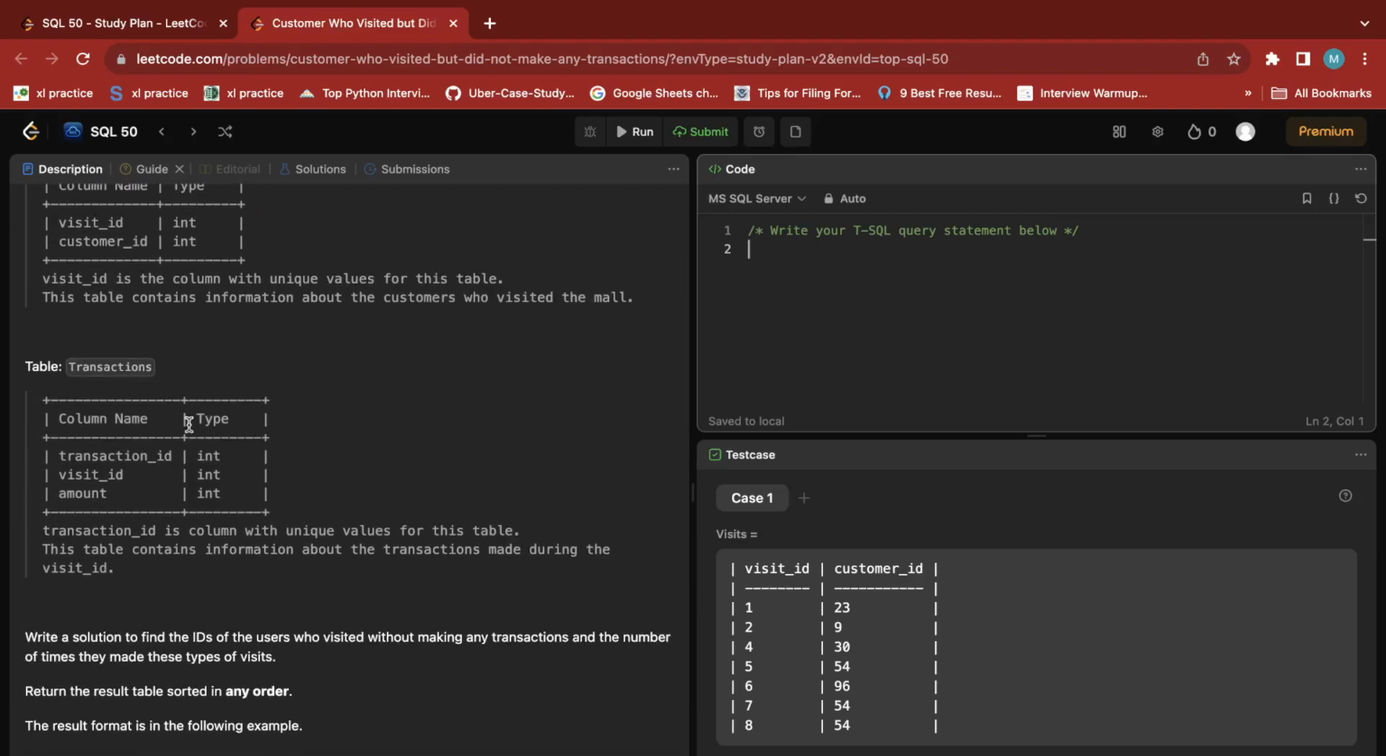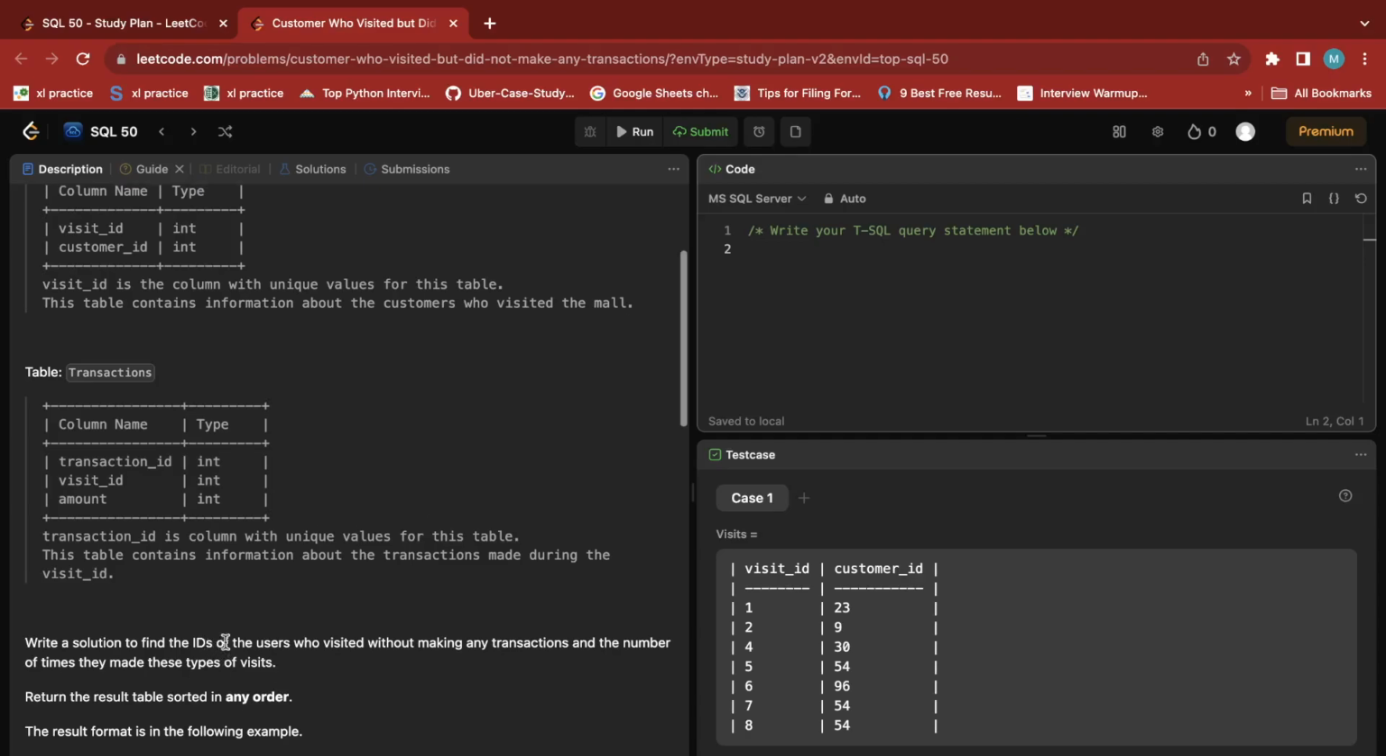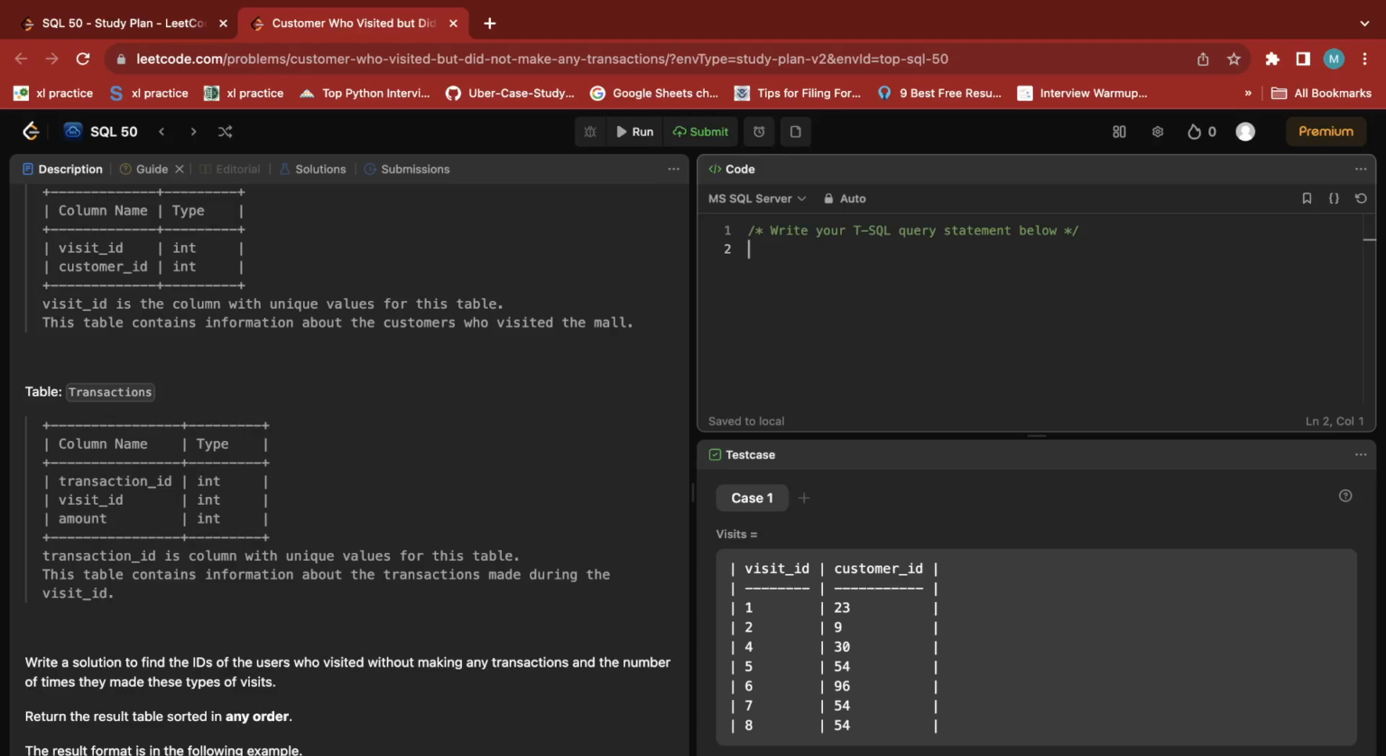The next table is table transactions, in which we have the transaction ID, visit ID, and the amount of the transaction. And it simply contains the transactions that have been made in a particular visit. Now, what we have to do is find all the customers who visited the mall but they did not make any transactions and the number they made such type of visits. So let's start writing the query.